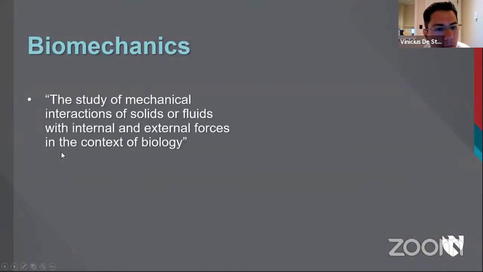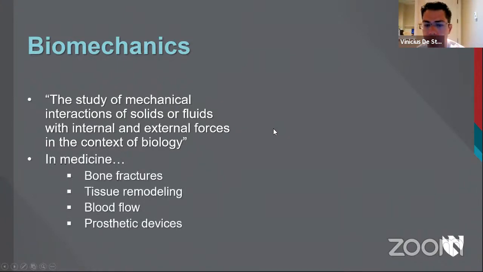So what is biomechanics? Biomechanics is the study of mechanical interactions of solids or fluids with internal and external forces in the context of biology. And this is what we're studying, right? So we are studying the interactions. That's, I think, one of the major things that we need to understand. Whenever we measure biomechanical features of any tissue, we have to disturb it somehow, either by light, by force, or by ultrasound. There needs to be some kind of interaction so we can analyze its response.